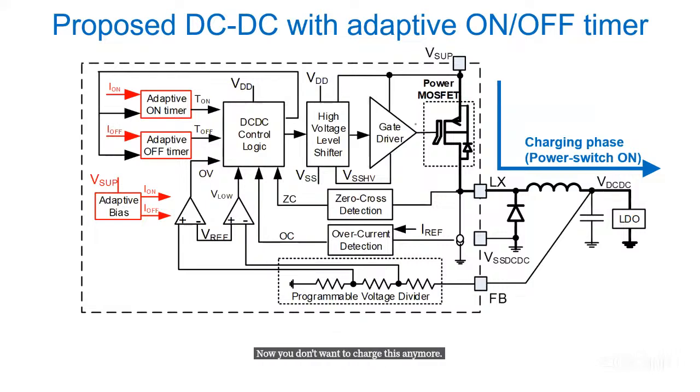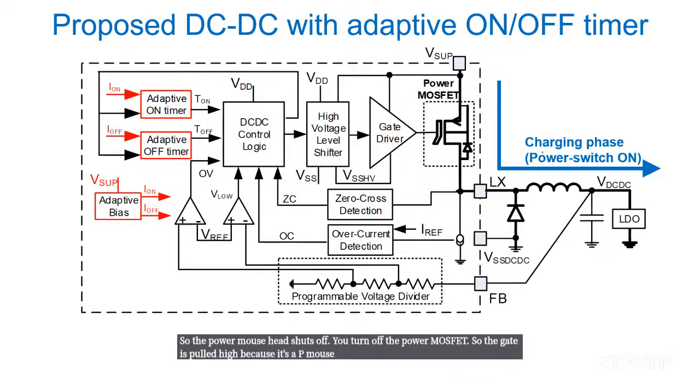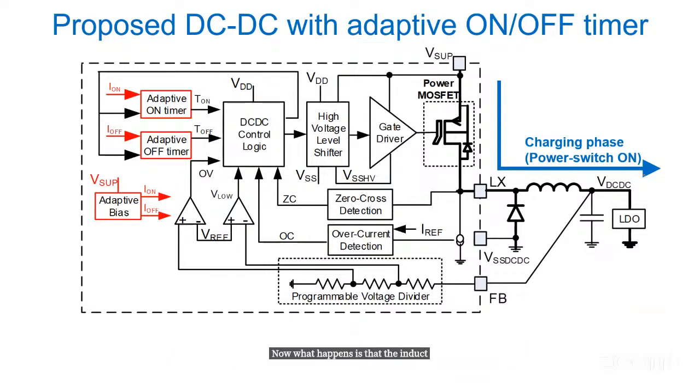So the power MOSFET shuts off. You turn off the power MOSFET. So the gate is pulled high because it's a PMOS. Now what happens is that the inductor current cannot change instantaneously because the inductor current is in this direction. And while you shut off the pass transistor, the inductor current cannot change.